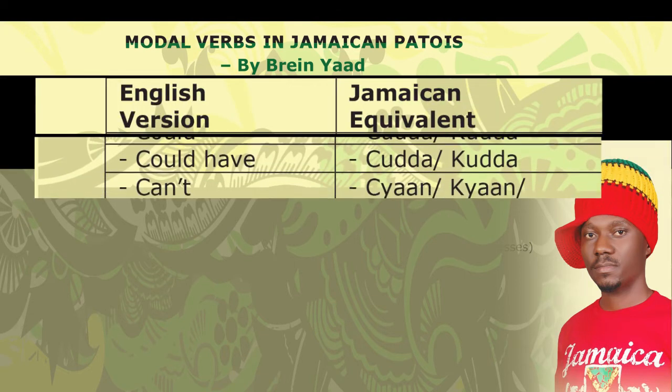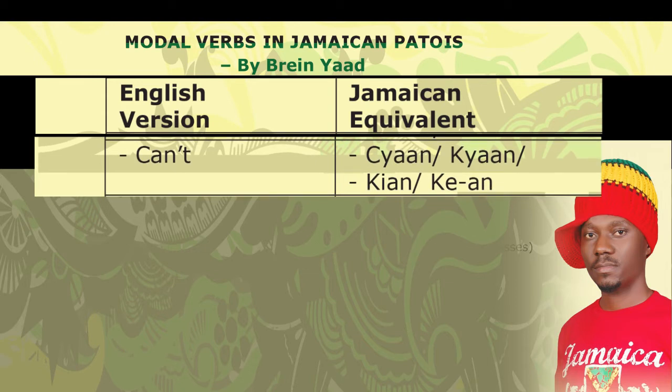Then next under English, we have can't. How do you say can't or cannot? We say kian, and that is can't. Remember, can is kia, but can't is kian. You tend to prolong the accent. Kian for can't and kia for can.